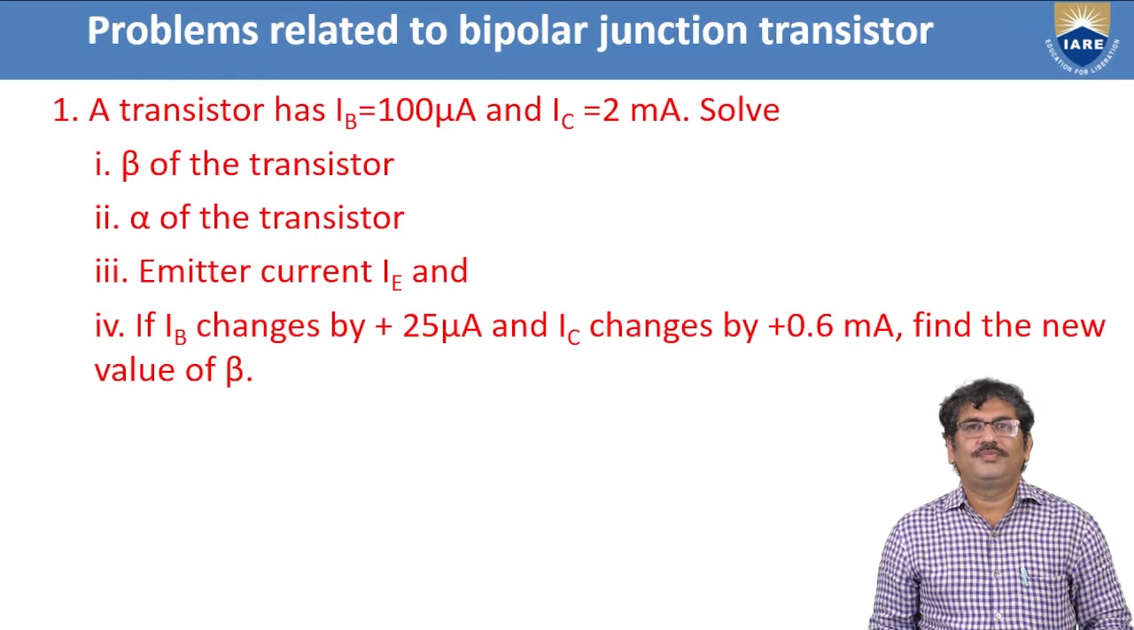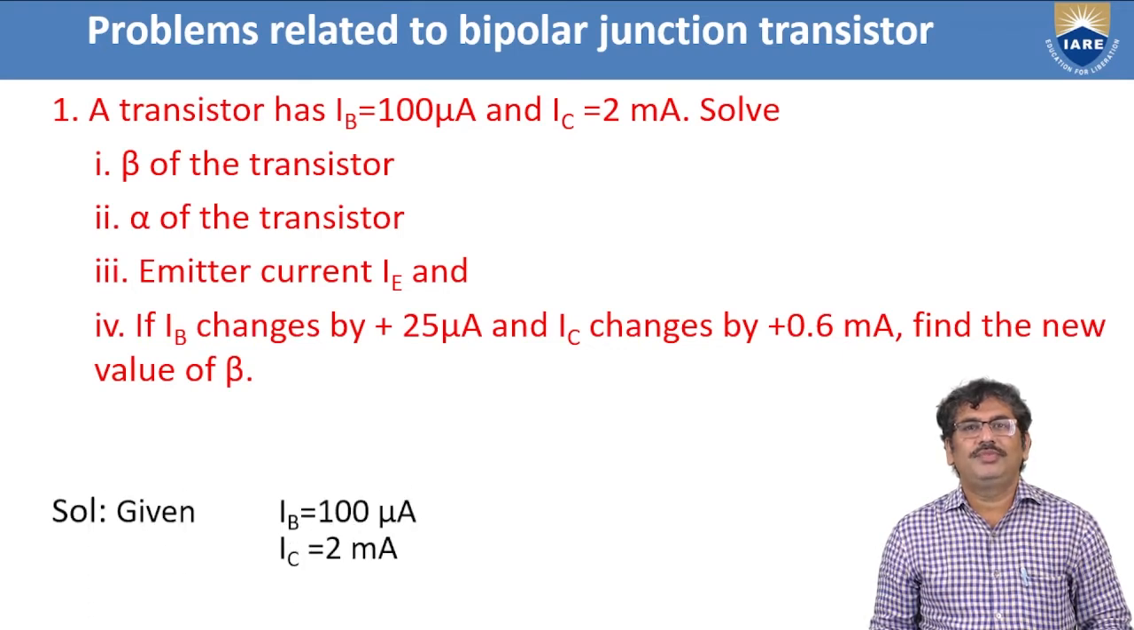The first problem is: a transistor has IB equivalent to 100 microamperes and IC equivalent to 2 milliamperes. Solve for beta of the transistor, alpha of the transistor, emitter current IE, and if IB changes by 25 microamperes and IC changes by 0.6 milliamperes, find the new value of beta.